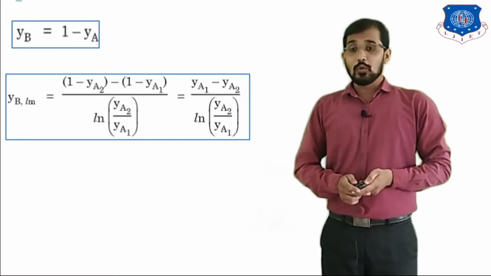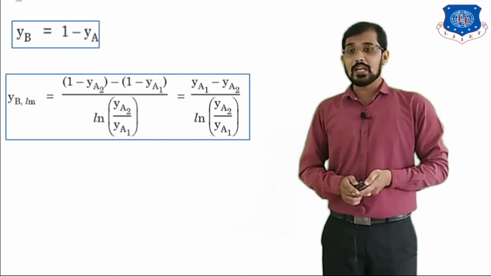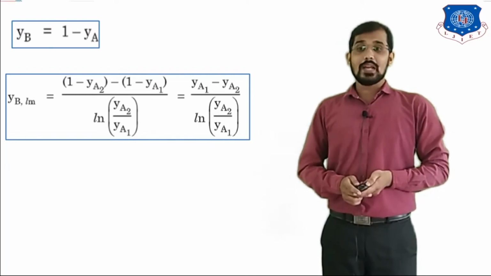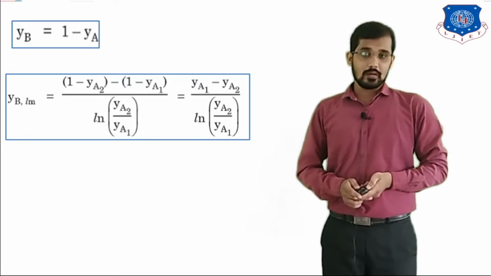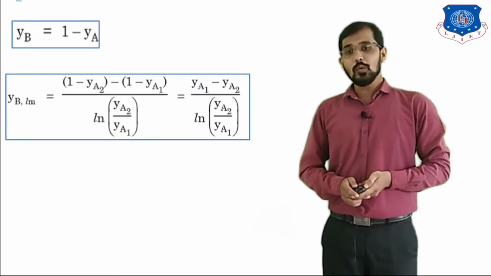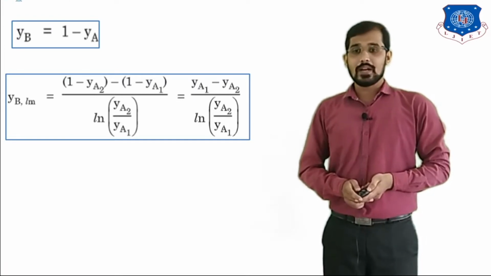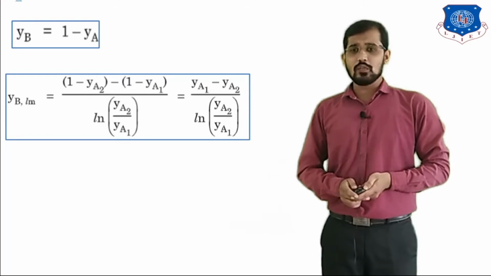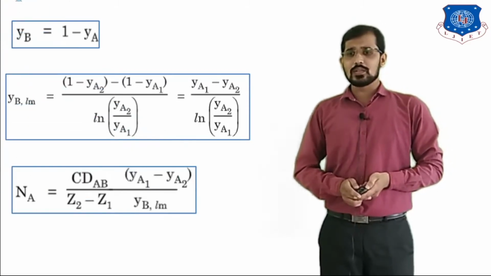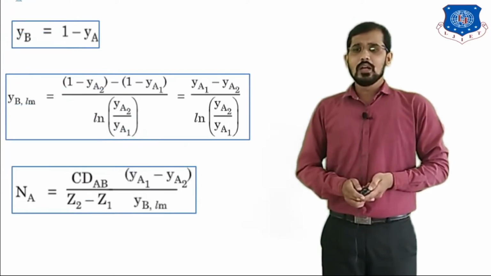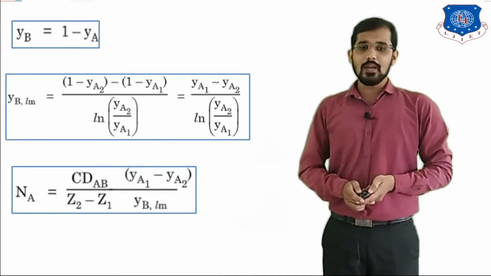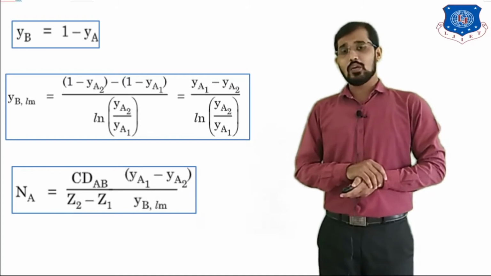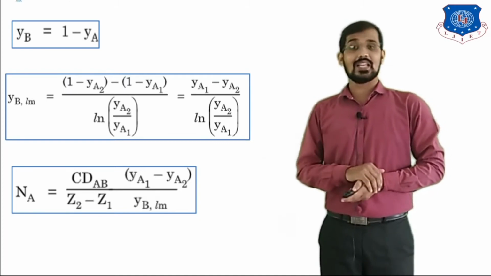After putting all these equations, you get YBLM is equal to (1 minus YA2) minus (1 minus YA1) divided by ln(YA2 divided by YA1), which is equal to (YA1 minus YA2) divided by ln(YA2 divided by YA1). Just put this value in the previous equation and you get NA is equal to CDAB over (Z2 minus Z1) times (YA1 minus YA2) divided by YBLM. So this is the derivation for the molar flux of component A for a stagnant gas film.